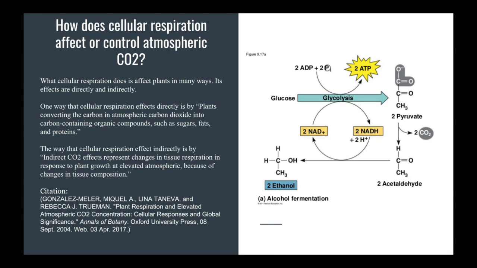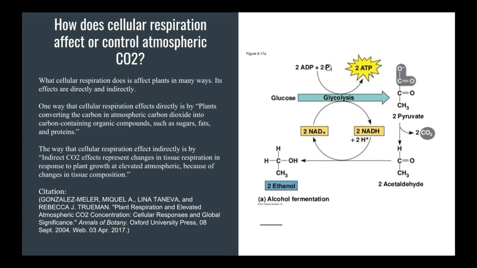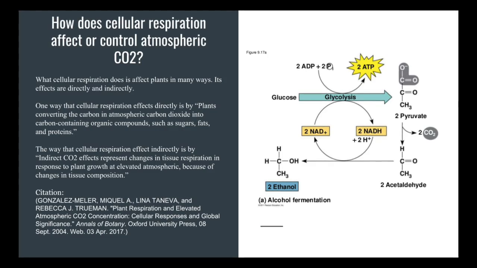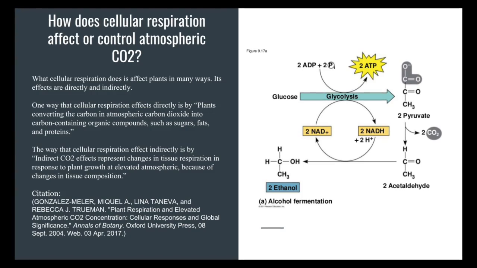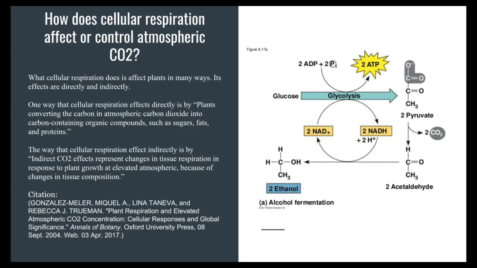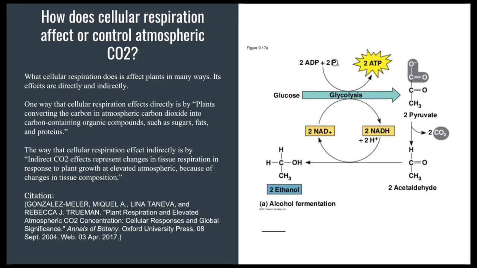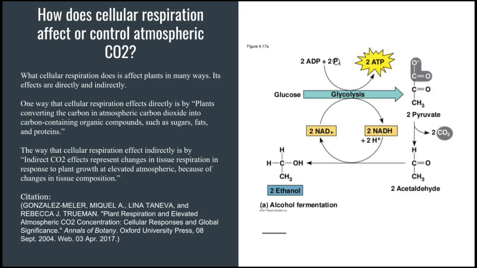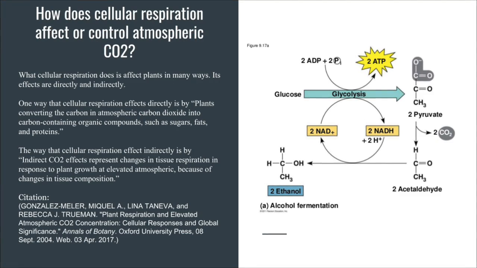What cellular respiration does is affect the plants in many ways. Its effects are direct and indirect. One way that cellular respiration affects plants directly is by plants converting the carbon in atmospheric carbon dioxide into carbon-containing organic compounds such as sugars, fats, and proteins. The way that cellular respiration affects plants indirectly is through indirect CO2 effects, which represent changes in tissue composition in response to plant growth and elevated atmospheric CO2 because of the changes in tissue composition.